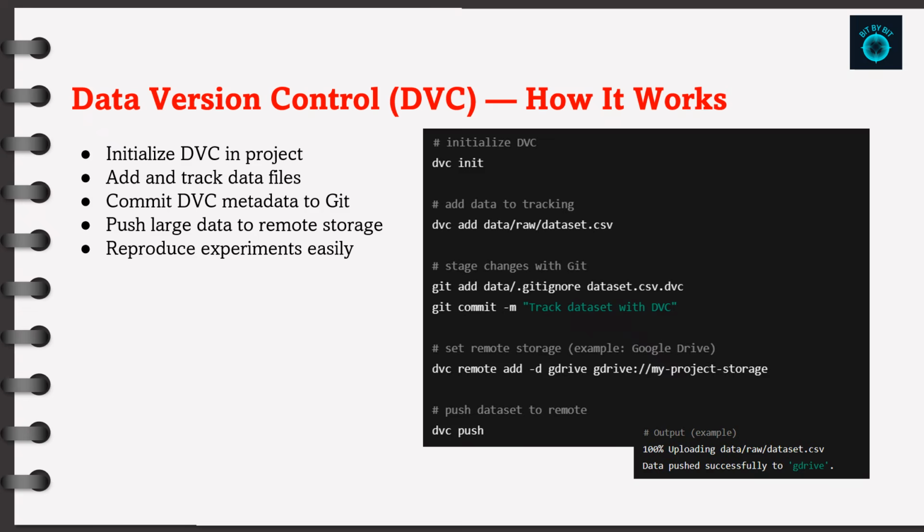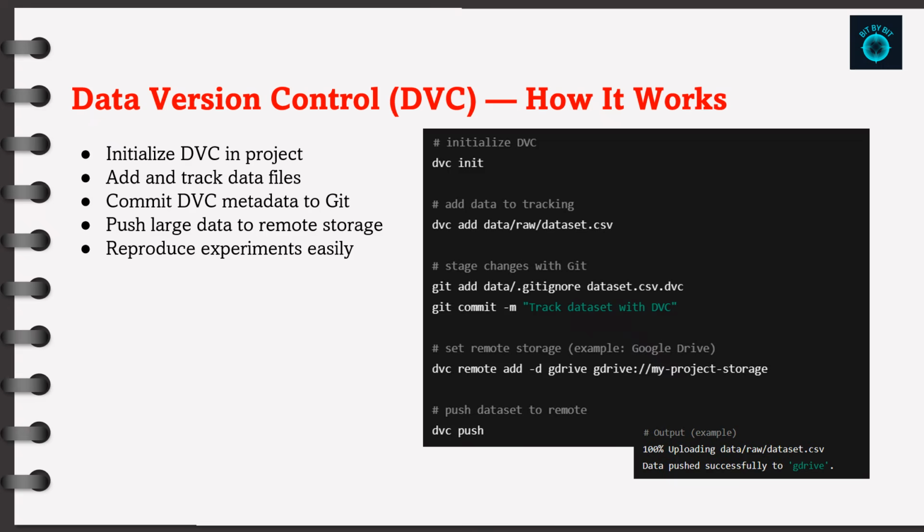But instead of keeping the actual data in Git, DVC creates a small text file called dataset.csv.dvc. That file stores metadata, such as the file checksum and location of the real data, so DVC knows exactly which version belongs to each experiment. Now, notice the next command, git add data/.gitignore dataset.csv.dvc. Here's why this is important.